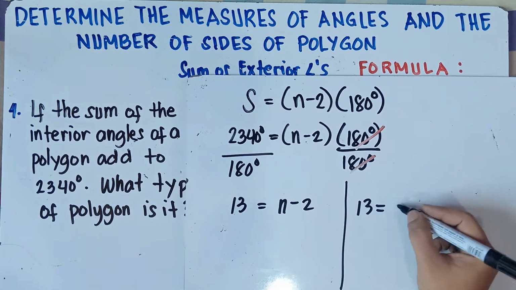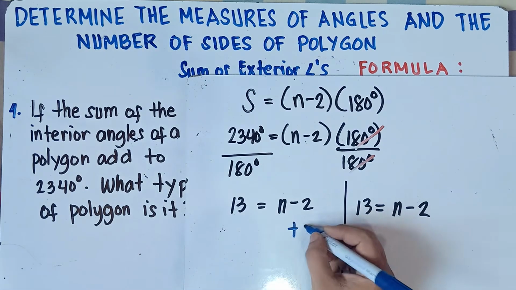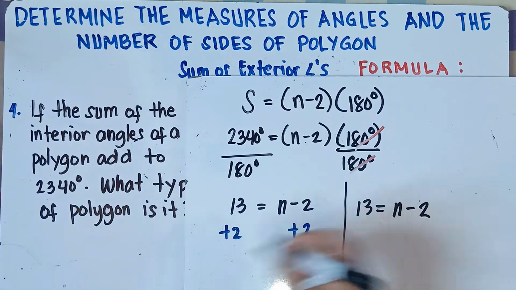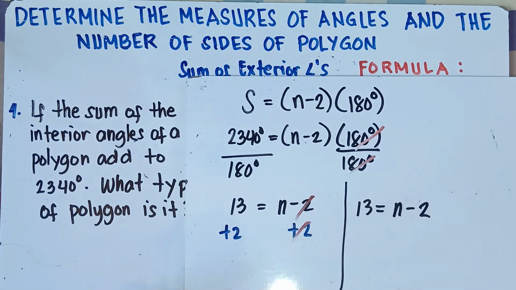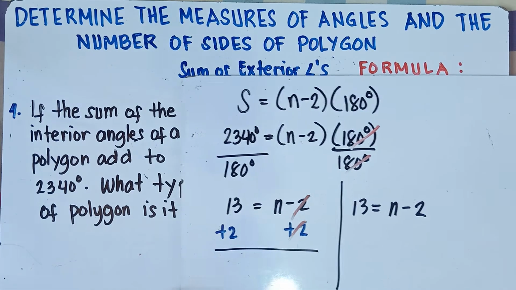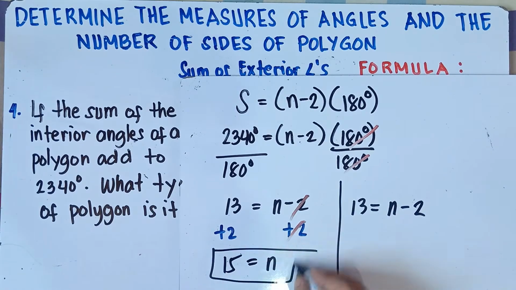So let's have two solutions, class, for you to really understand this one. First solution, we can simply add 2 to both sides. Adding 2 to both sides, we can cancel this out. And then this will be 13 plus 2. Of course, that's 15. Then simply copy n. So therefore, the number of sides is 15.